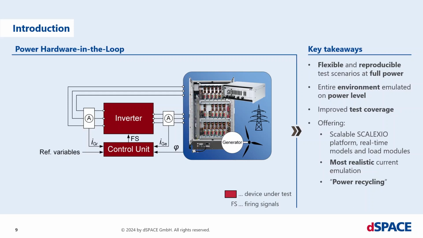So the same currents flow from the virtual generator via the inverter into our virtual grid, and the inverter in combination with the control unit is not able to see: am I connected to the real world generator and grid, or am I connected here to the power hardware in the loop emulation? So again, we have a flexible and reproducible test scenario, but now at full power level. The entire environment is emulated on power level, and we have an improved test coverage compared to only testing on signal level.